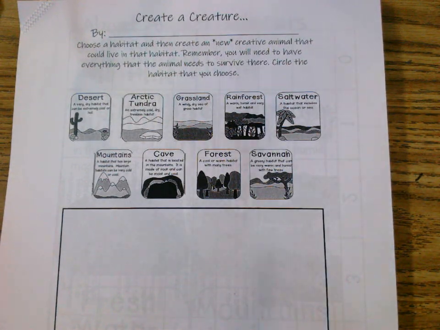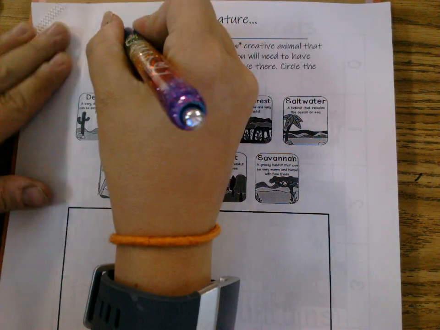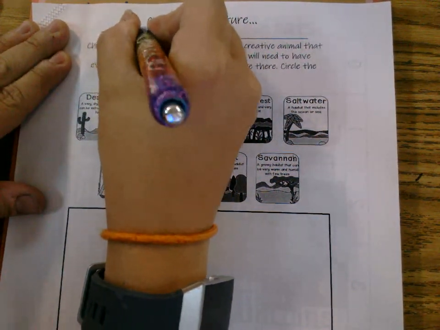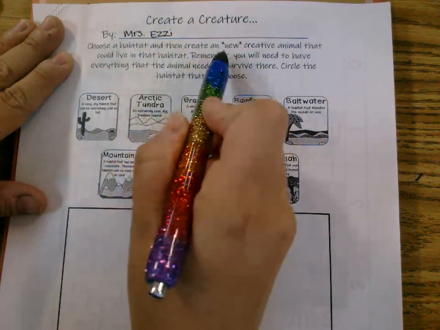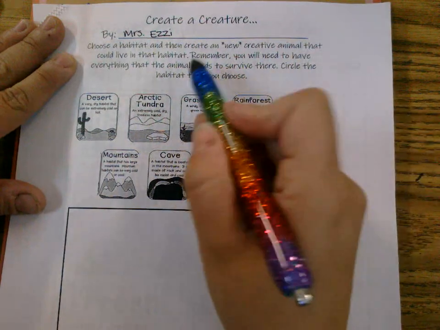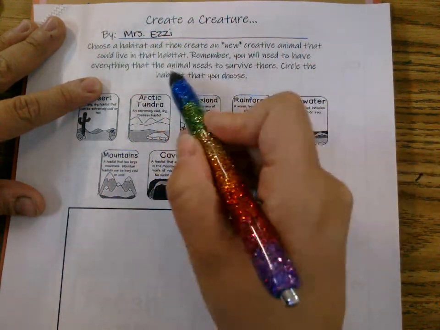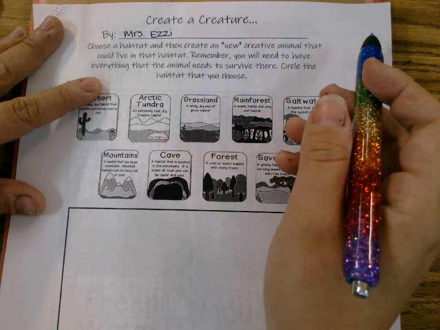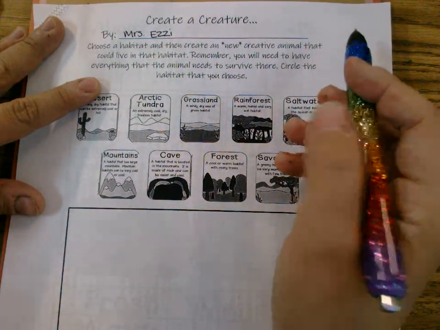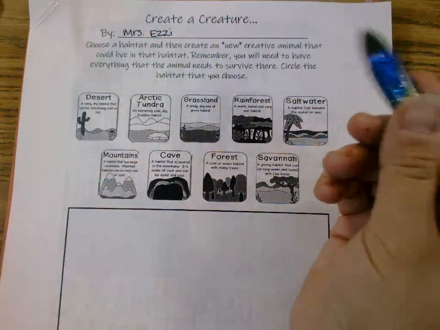All right, so for today we are going to create a creature. First things first, please put your name because you are the artist creating that creature. And then the directions say choose a habitat and then create a new creative animal that can live in that habitat. Remember, you will have to have everything that the animal needs to survive there. So think food and shelter and water, and then circle the habitat that you choose for your animal.